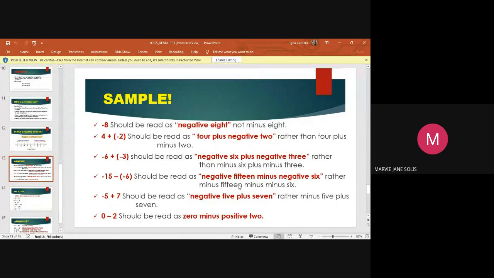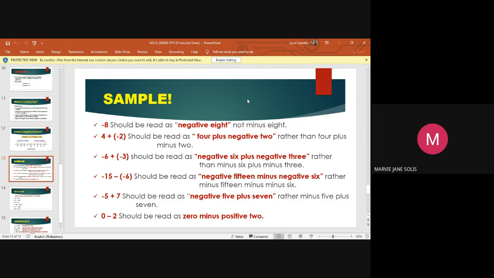So this is a sample of how you read with negative and positive signs. Negative 8, or minus 8. This should be read as negative 8, not minus 8. So always remember, if there is a dash or minus sign in front of the number, you cannot read it as minus 8. Always read it as negative 8, negative 4, negative 3, like that.